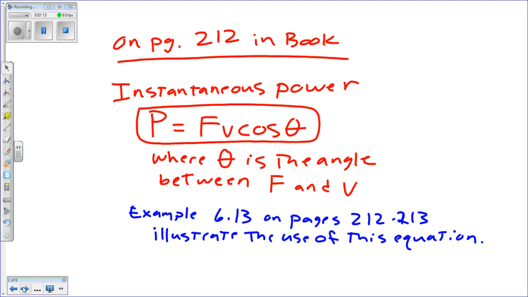It's basically a car going up an incline or up a hill, and they go through a lot of detail on how to solve this problem using the angle and what the relevance of having that angle is. I'm not going to go into detail because your book does a really good job explaining how this equation works. But this is one you should know.